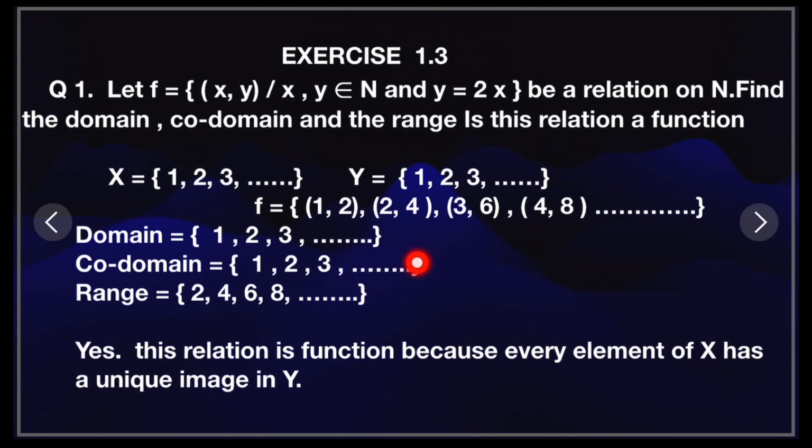Why? First let us check the first condition. Every element of X should have a corresponding element in Y. So yes, we can put any element in this formula and you will get a corresponding element. And second condition, it should be unique. That means it should have only one corresponding element, and you realize that all these are unique correspondences. So this relation is a function.